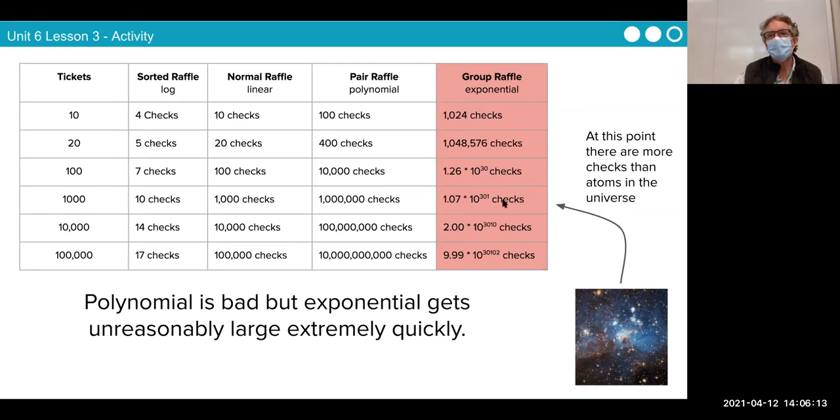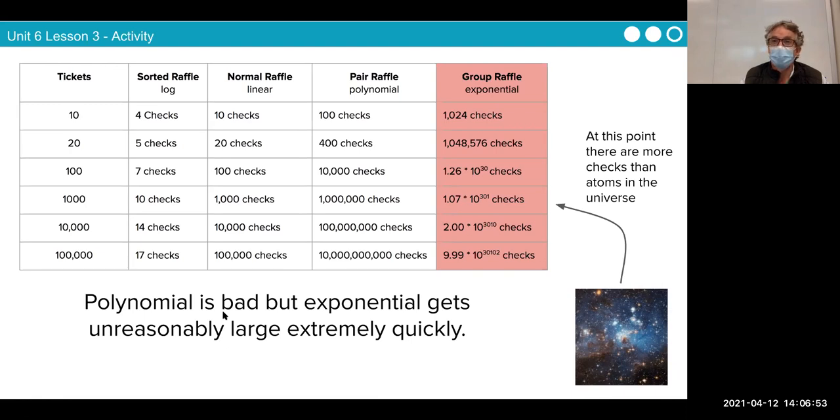the exponential group raffle is 1.07 times 10 to the 301st. This is my favorite notation. At this point, there are more checks than atoms in the universe. My God, there are a lot of atoms in the universe. So that is definitely out of control. It is unreasonable, okay? We should not be having to calculate the number of atoms in the universe to get the answer to our problem.